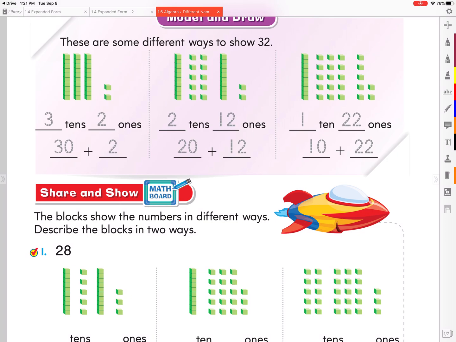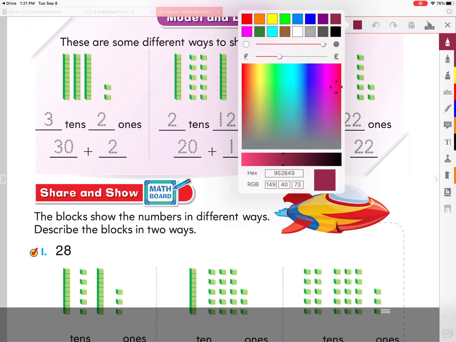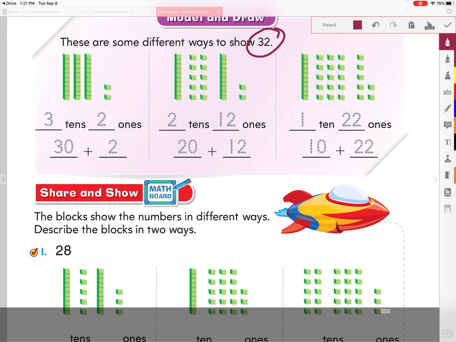In your pink, it's telling us what we're doing today. They've taken the number 32 and shown you 3 different ways that you can write or show that number. In class so far, we've talked about trading up. We know that 10 little singles trades up for a rod.